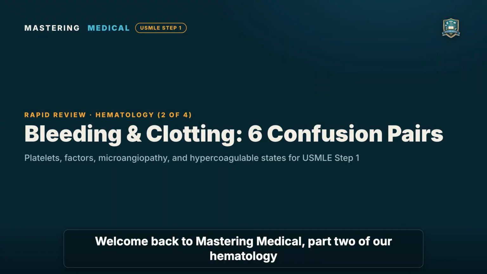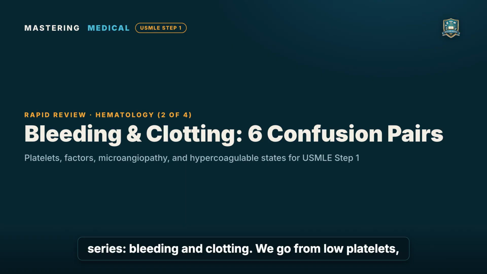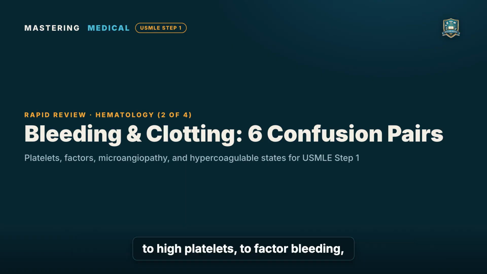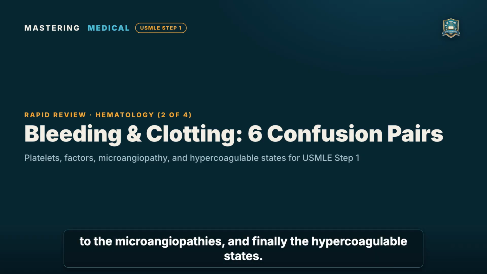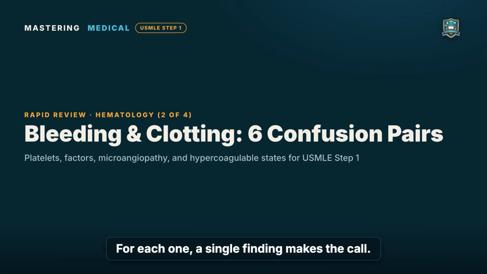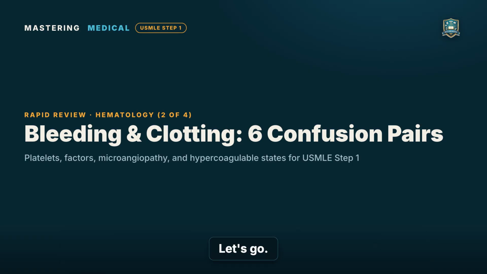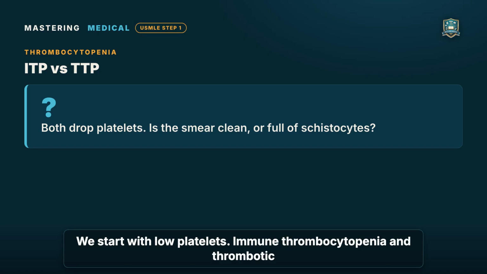Welcome back to Mastering Medical, part 2 of our Hematology series, Bleeding and Clotting. We go from low platelets to high platelets to factor bleeding to the microangiopathies and finally the hypercoagulable states. For each one, a single finding makes the call. Let's go. We start with low platelets.